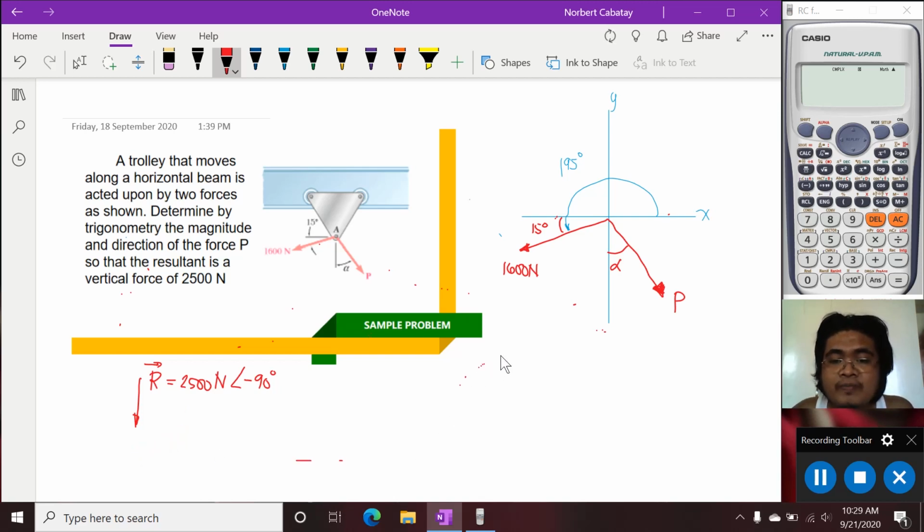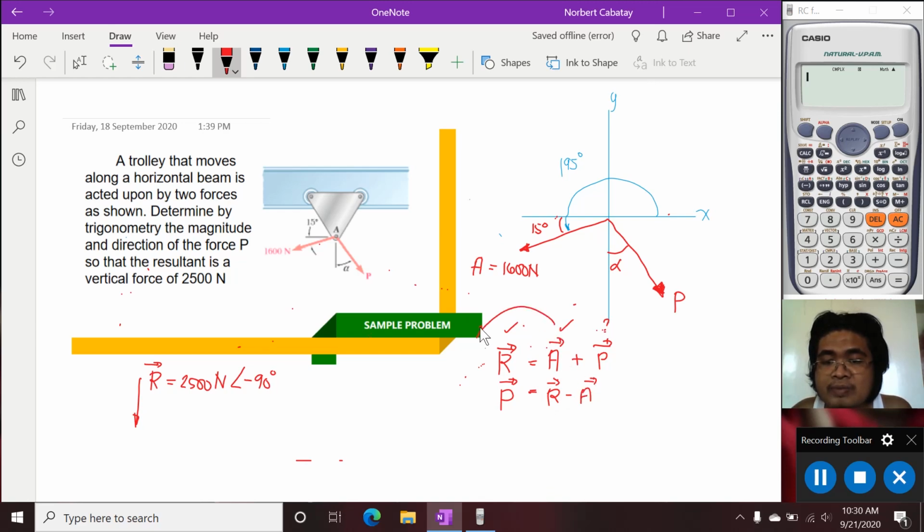Therefore, the resultant R is equal to the sum of vector A plus that unknown P. This is given, this is given, this is unknown, so we're looking for P. Therefore, P is equal to R minus A. If we transpose it, it becomes minus, because we're looking for P. So the resultant R is 2,500 newtons at angle negative 90 degrees, minus A, where A is 1,600 newtons at angle positive 195 degrees.